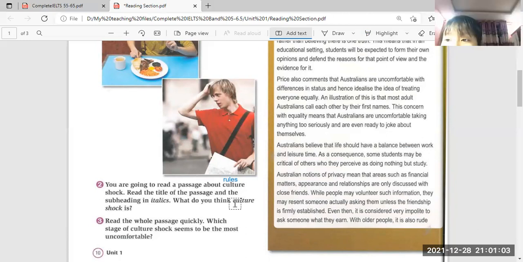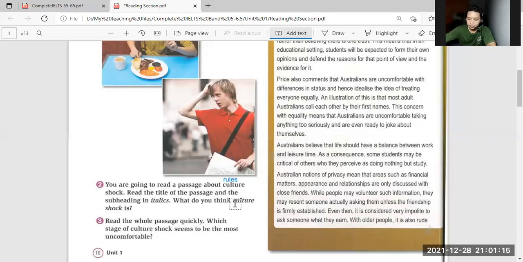Don't talk when you eat. Yeah, so that is culture. Do you understand now? Yes. Yeah, so that is culture. So don't talk when you're eating. That is a part of your culture.